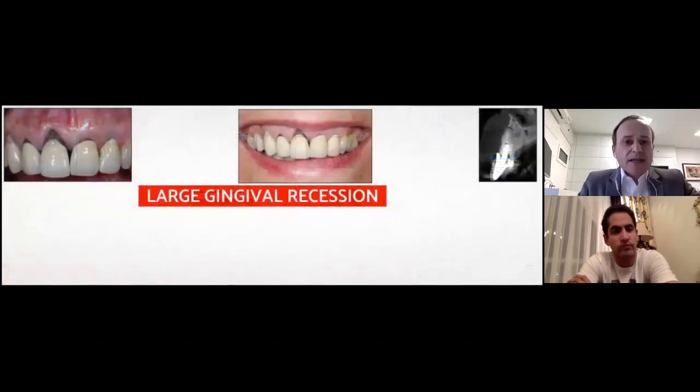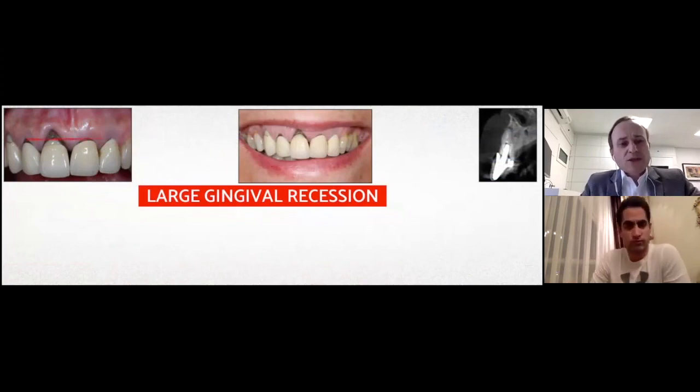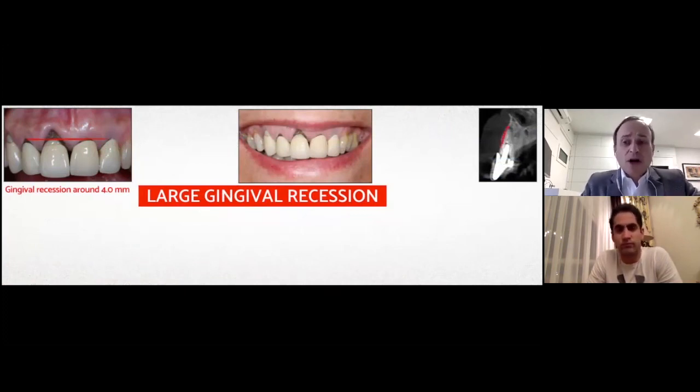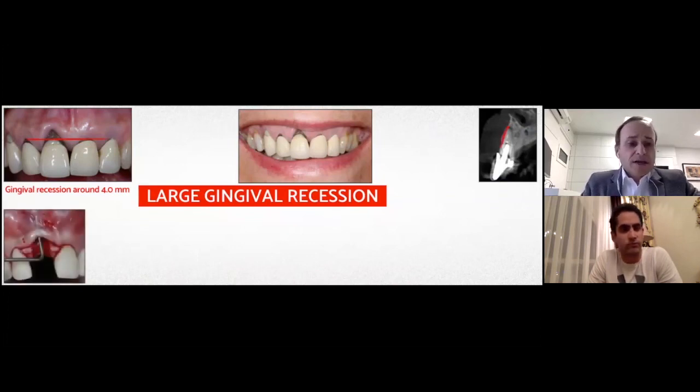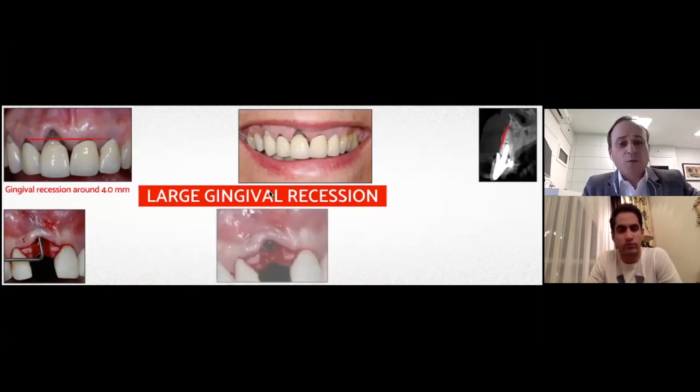Let's come back to the clinical case. Let's see what we did. Here we have the hopeless tooth, the right central incisor. We have a gingival recession around 4 millimeters. This is a patient that presents a high lip line, no buccal wall. What we did in this case: we made 4 incisions, two incisions at the papillary level, 2 horizontal incisions, plus 2 more divergent incisions following the gingival recession pattern. You can see here how thin this soft tissue is. You can see the periodontal probe through the gingiva.